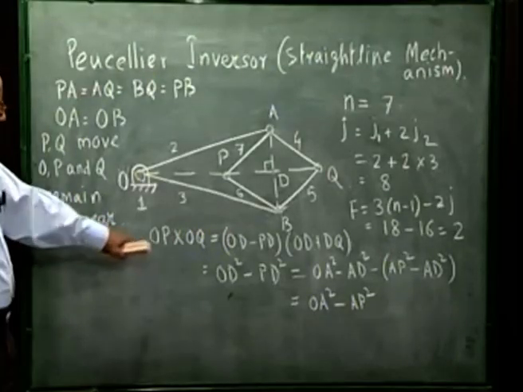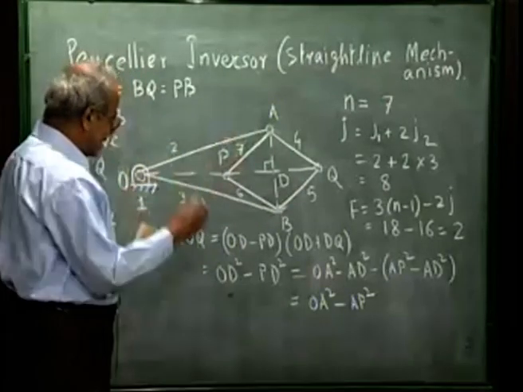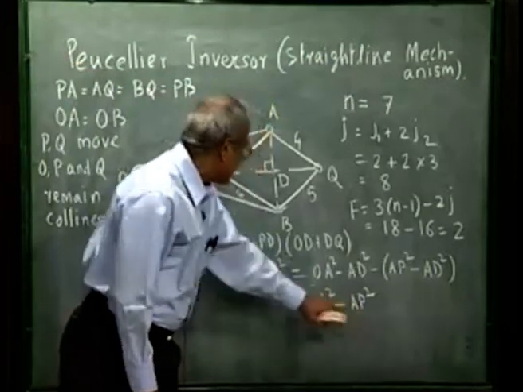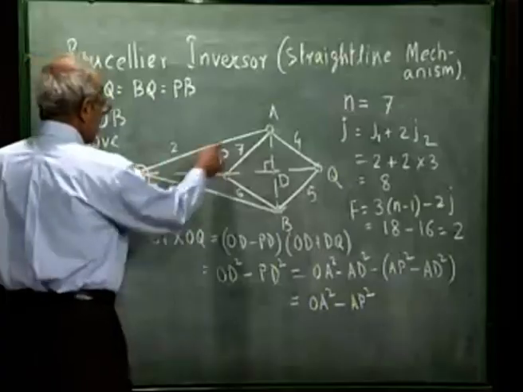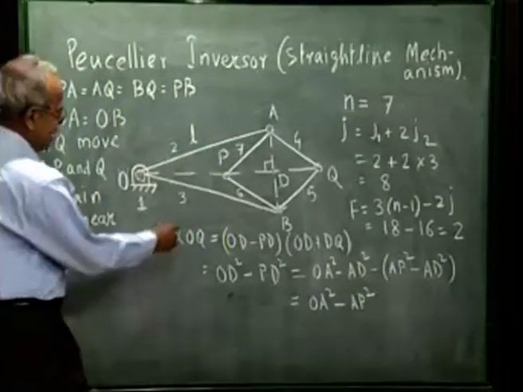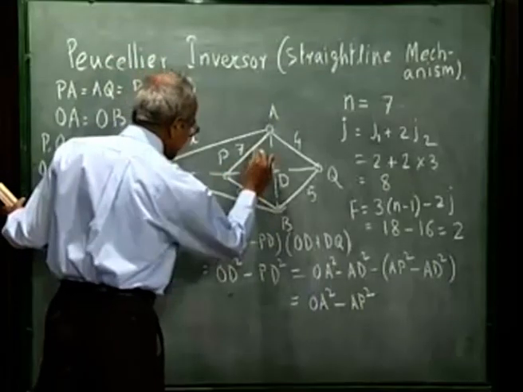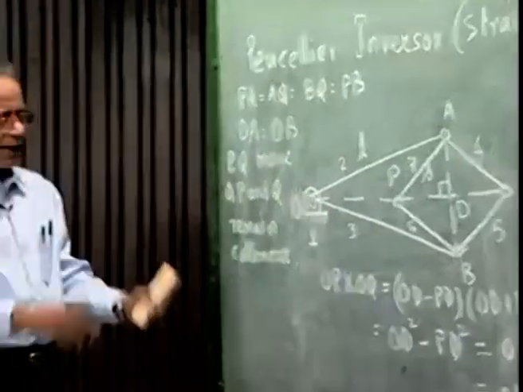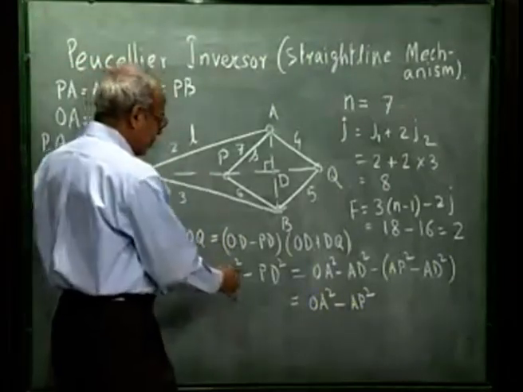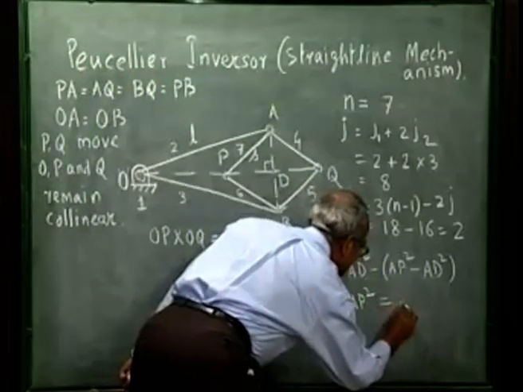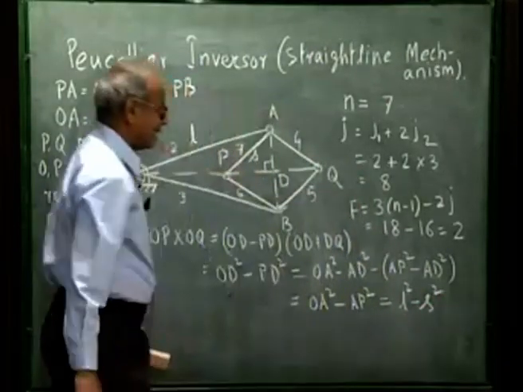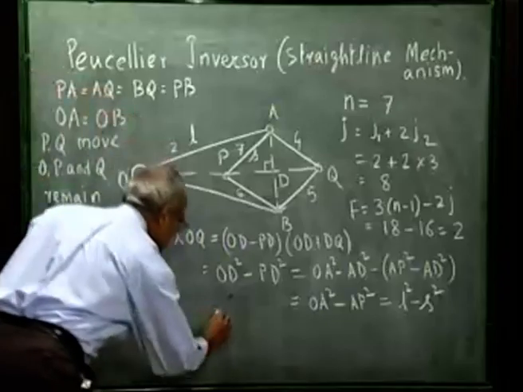So, however this figure deforms, OP into OQ remains OA squared minus AP squared. And now we note that OA, this longer link length, say L, and AP, this short link length, say S, do not change as the figure deforms. So, however the points P and Q move, this remains a constant, which is the difference of these two link length squares.